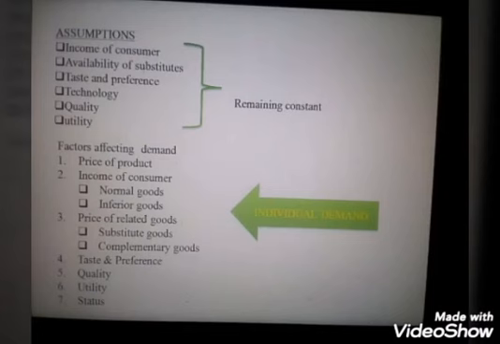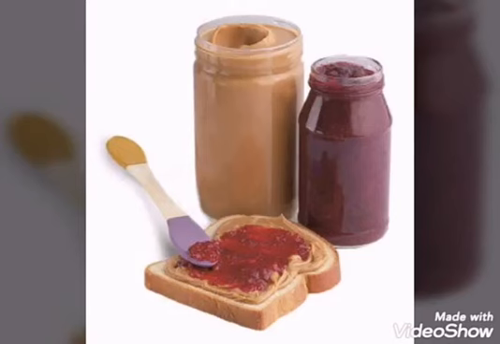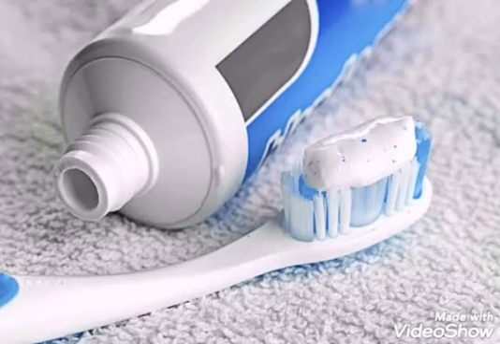Then complementary goods. Complementary goods are those goods which can be used together. They are used combinedly. For example, bread and peanut butter, or bread and jam, toothpaste as well as toothbrush, all these are used together.